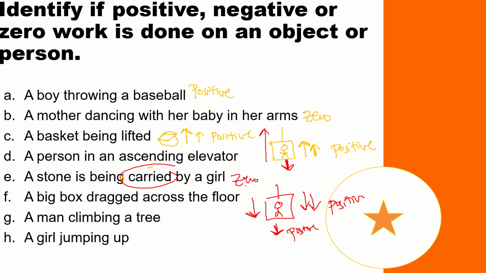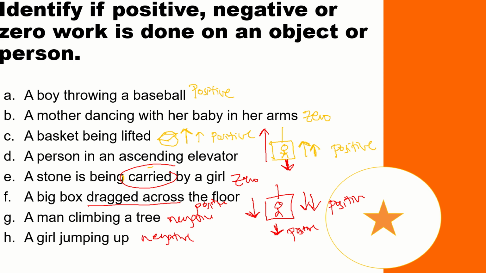Number 6, a big box dragged across the floor. Drag yung term. So, this is positive. Man climbing a tree. Work done by gravity tayo. Climbing a tree is negative. Girl jumping up. Work done by gravity ulit tayo. Negative. Okay? So, I hope these 8 problems are clear.